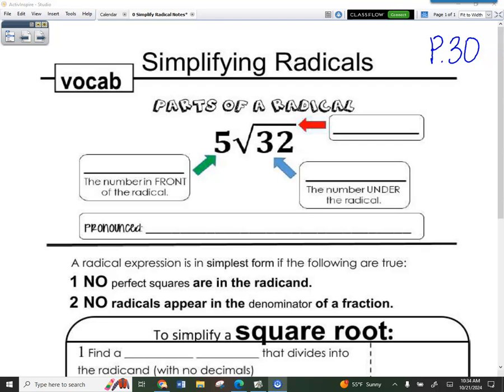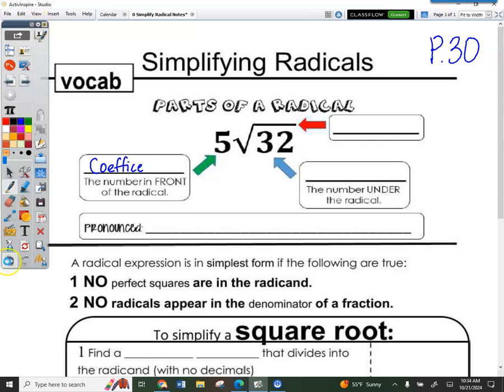First of all, we've got parts of a radical. There is the number in front, the number underneath, and then there is the entire thing. So the number in front is coefficient. That's the number in the very front. It is attached right here by multiplication. That's important, okay? It's attached to the radical by multiplication.